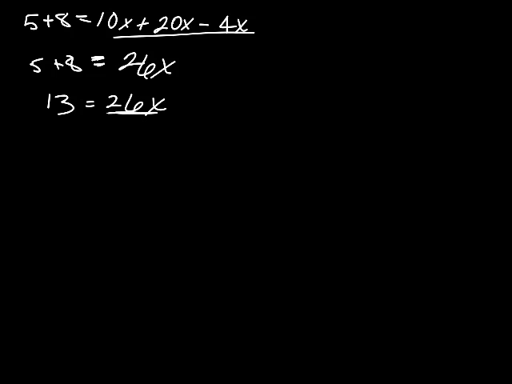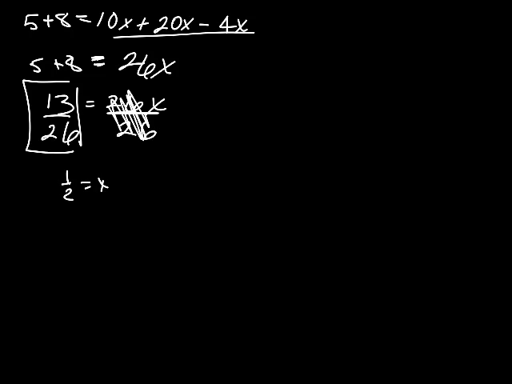And in order to get rid of this 26, it's being multiplied by x, so to get rid of it, I divide both sides by 26, and 26 over 26 is 1, so I can throw that away. And now I have 13 over 26. 13 over 26 reduces to 1/2. So that's what my x value is, 1/2.